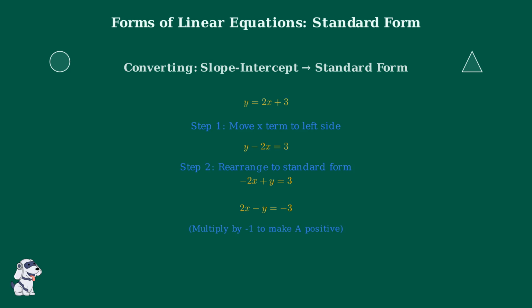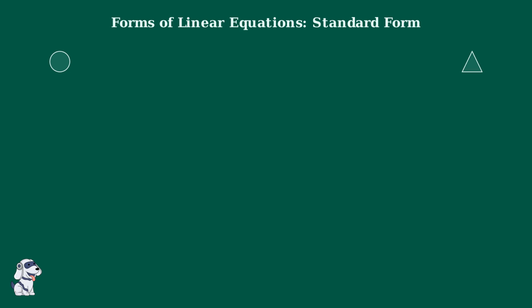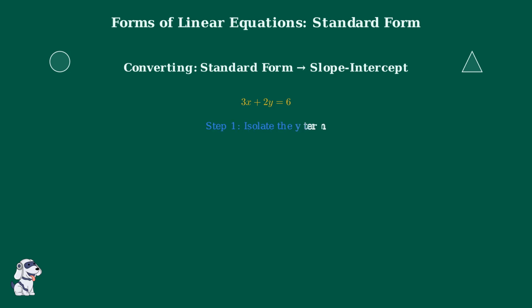Now let's try the reverse conversion from standard form back to slope-intercept form. Starting with the standard form equation, 3x plus 2y equals 6, let's convert this to slope-intercept form. Step 1, isolate the y term by subtracting 3x from both sides. This gives us 2y equals negative 3x plus 6. Step 2, divide everything by 2 to solve for y. This gives us y equals negative 3 halves x plus 3, which is now in slope-intercept form.